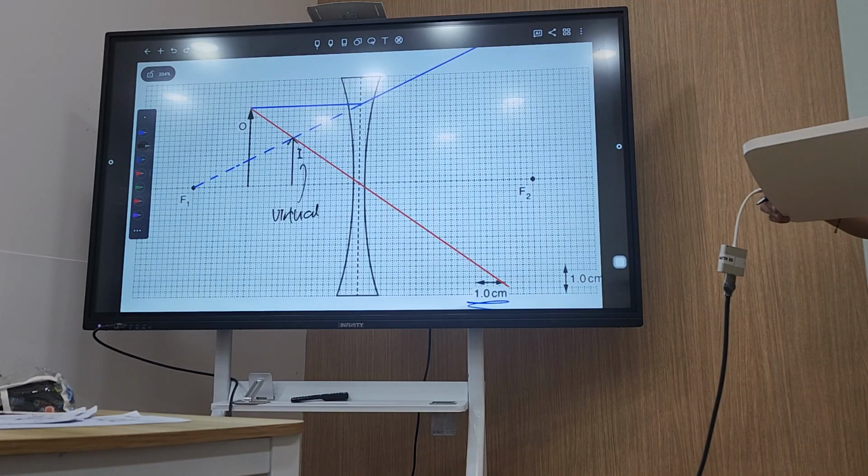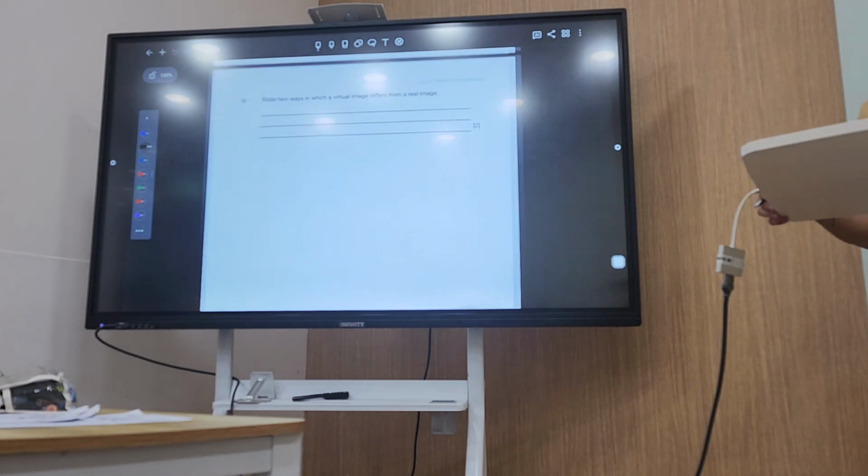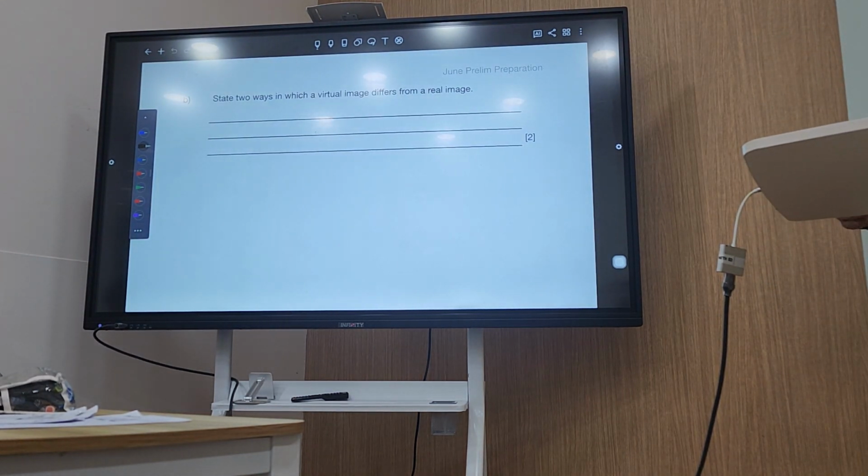Question? State two ways in which a virtual image differs from a real image. You can give me one and Charlotte will give me the other one. Virtual image cannot be projected onto a screen. Good. Cannot be projected onto a screen. Charlotte, let's go.